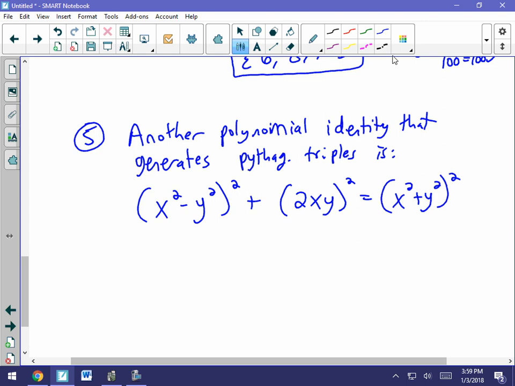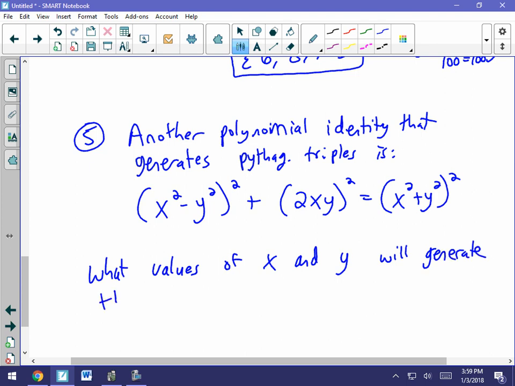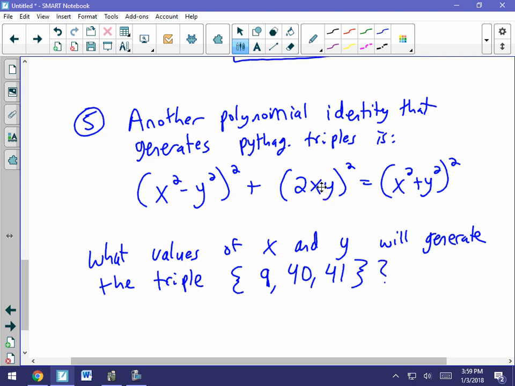Okay. And then the question is, what values of x and y will generate the triple 9, 40, 41, which is another one. So 9, 40, 41. And so I want to figure out what values of x and y I would plug into this formula so that it would produce 9, 40, and 41.